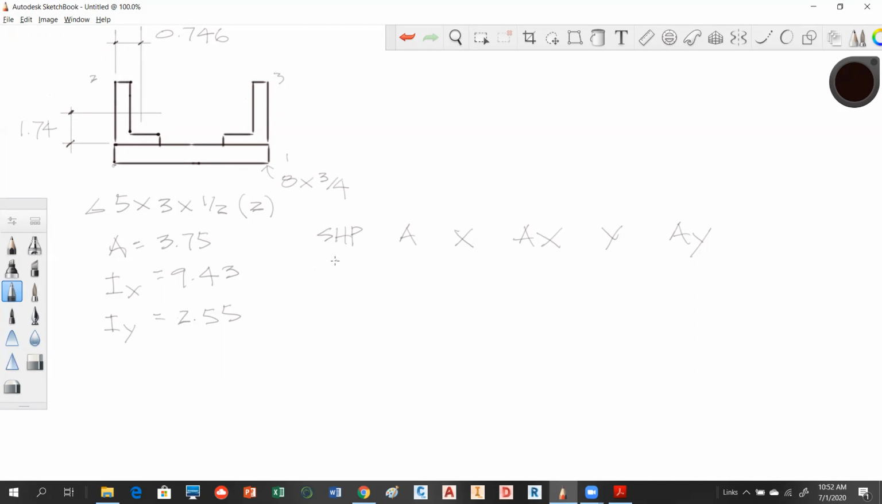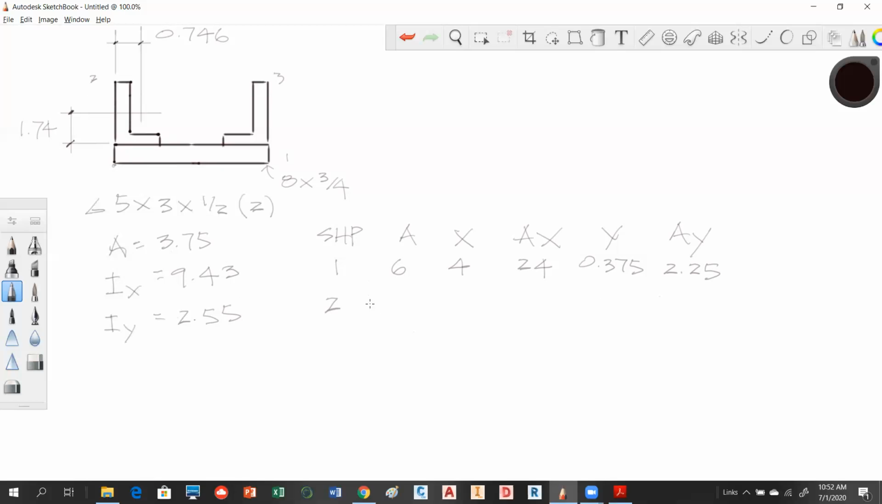So I'm going to go with shape 1 first. 8 times 3/4 gives me an area of 6. The X bar distance is just going to be half of the distance, so 8 divided by 2 is 4. 4 times 6 gives me 24. Then the Y distance off of the origin is going to be half of 3/4, so that gives me 0.375, times the area is 2.25.